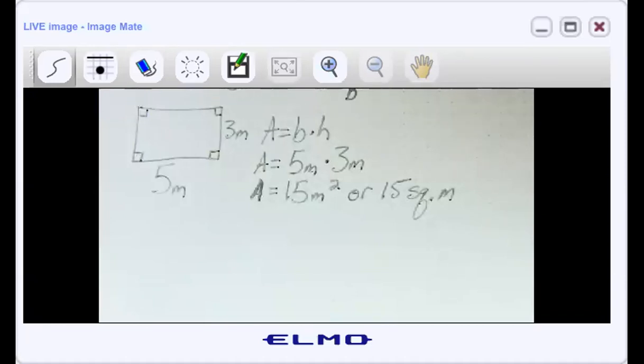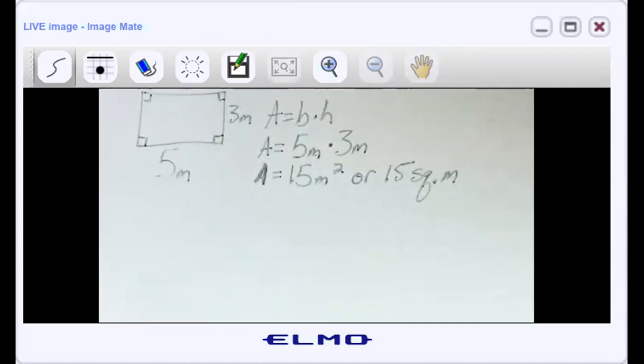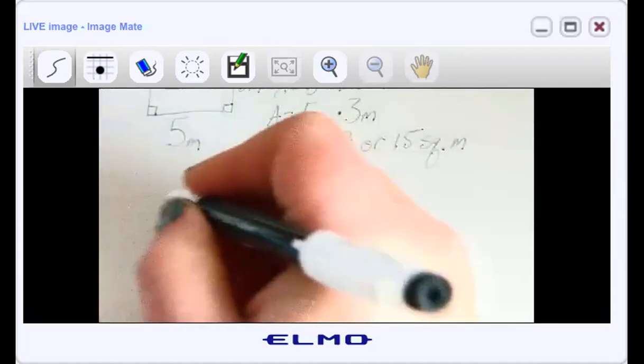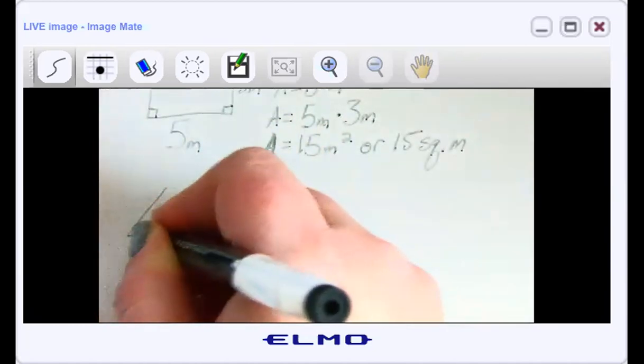How cool. All right, let's do another one. Oh, geez. Sometimes the Chromebook thinks that I'm the Google Assistant, thinks I'm talking to it. I'm not. All right, let's do a parallelogram.